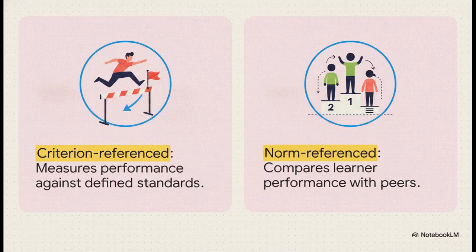Now, when it comes to grading, there's a really vital distinction to make. Criterion-referenced evaluation measures your performance against a fixed benchmark. You know, did you hit the standard? Norm-referenced evaluation, however, compares you directly to your peers. It's basically the difference between trying to clear a defined hurdle versus just trying to run faster than the person next to you. Both definitely have their place, depending on the ultimate goal of the test.